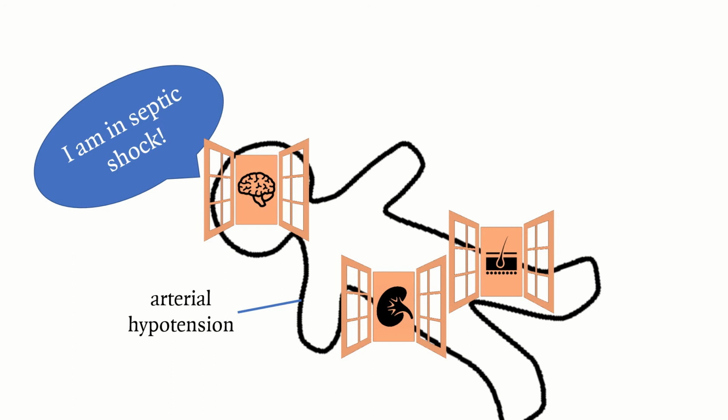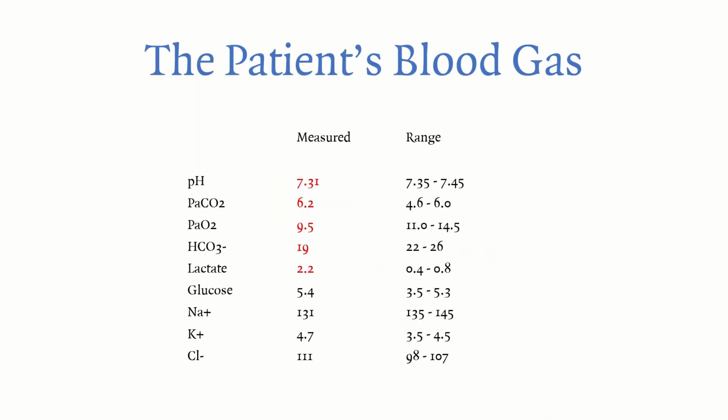So from here you might want to take a lactate measurement, and if the lactate measurement is above 2, as we discussed previously, then you are in the presence of a circulatory shock. So that's the patient's blood gas here. The pH is 7.3, CO2 is 6.2, PO2 is 9.5, bicarb is 19, and lactate 2.2.